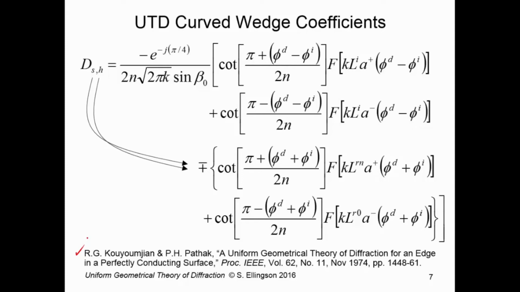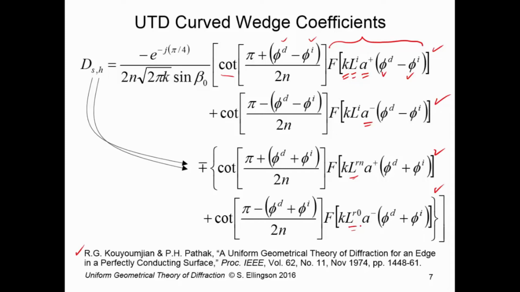The form of the diffraction coefficients is 4 terms, these 4 things here. Each term is the product of a cotangent function of the angles of incidence and diffraction, measured in the plane perpendicular to the edge tangent, multiplied by this thing here. F is a particular function in this case, known as the transition function, the UTD transition function. The transition function itself has as an argument the product of k, which is the wave number, this function a plus or a minus, which again depends on phi sub i and phi sub d, and then these parameters L superscript i, L superscript rn, and L superscript r0, which are referred to as distance parameters. I'll explain each one of these in turn.